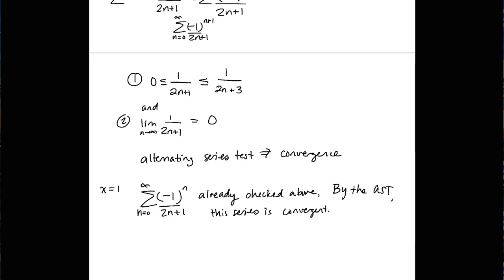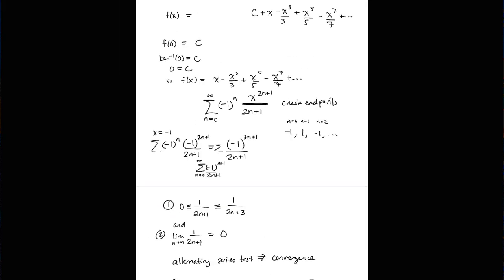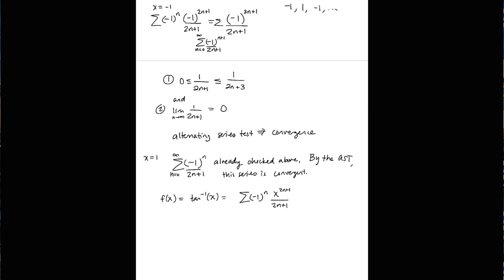Okay, so we found out that f of x, which is equal to tangent inverse of x, is equal to the sum of negative 1 to the n, x to the 2n plus 1 over 2n plus 1. And that ranges from 0 to infinity, and on the interval negative 1 to 1.